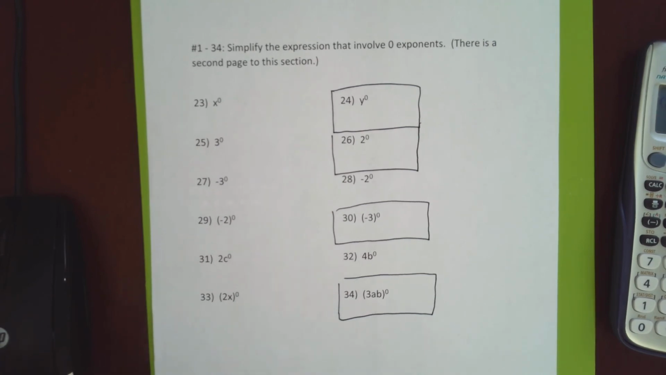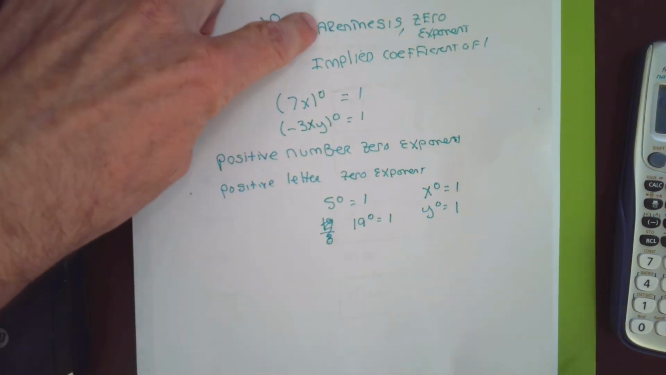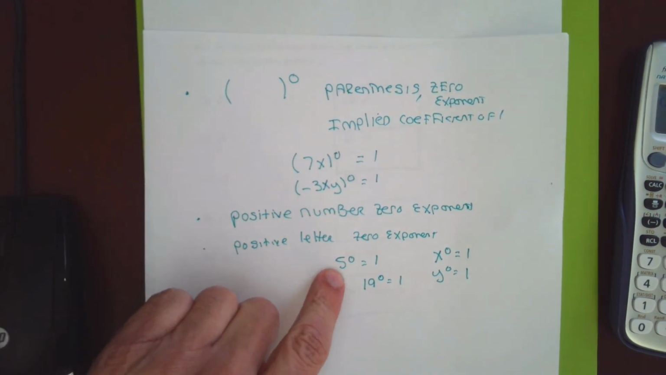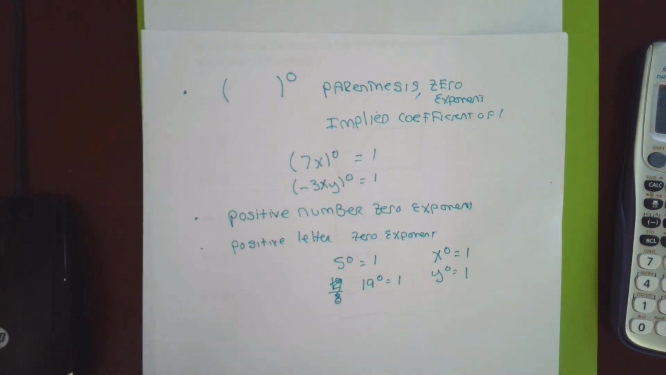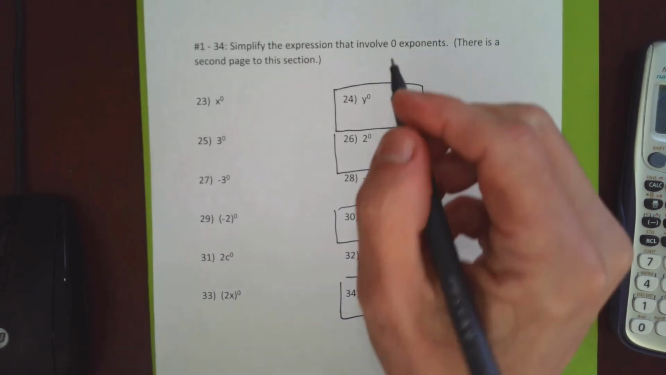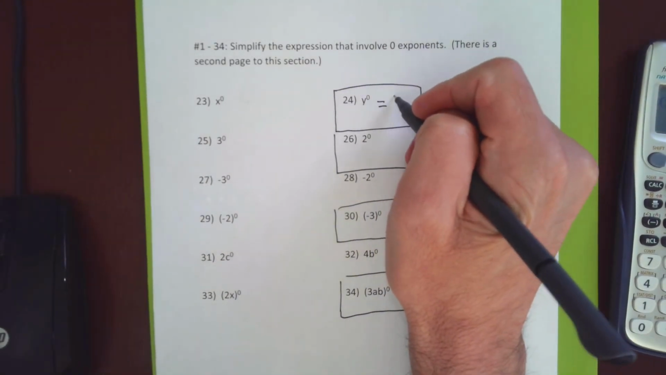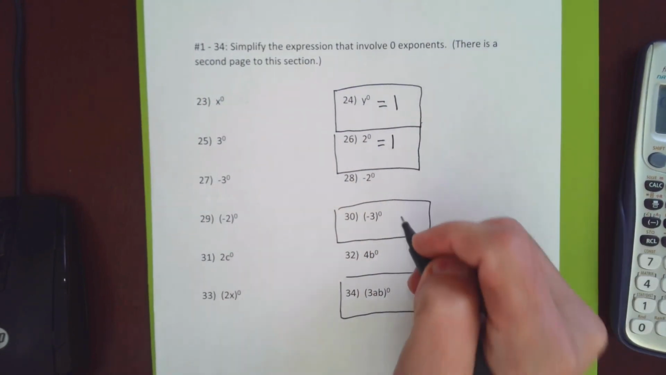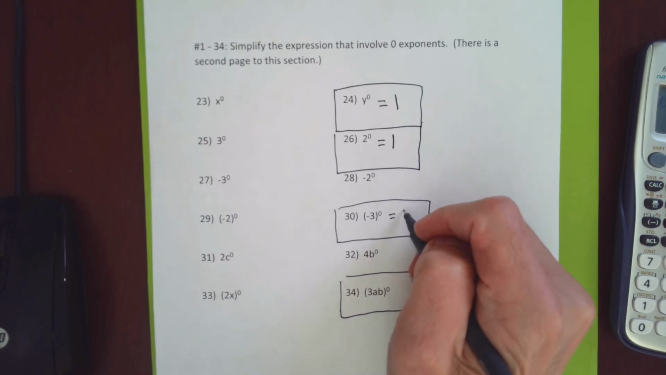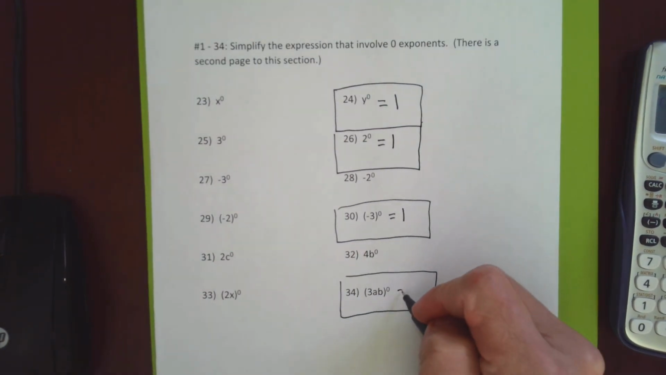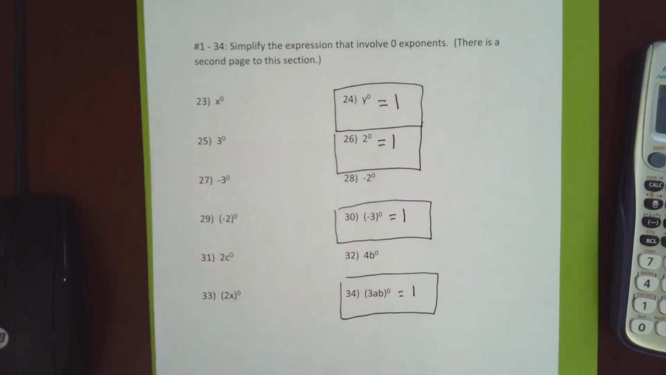Those are the classic ones. Parentheses with a 0 exponent, implied coefficient of 1, positive number, positive letter with a 0 exponent, those are all equal to 1. So between 23 and 34, these are freebies. Positive letter, 0 exponent, positive number, 0 exponent, parentheses, 0 exponent, nothing to the left of the parentheses. Those are all equal to 1.